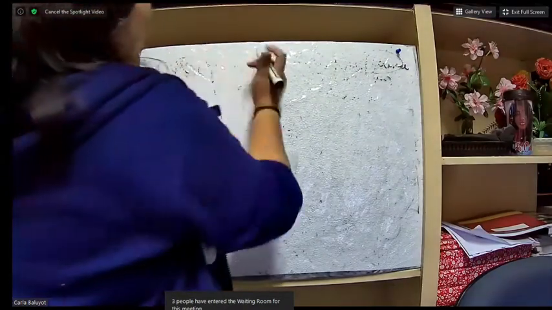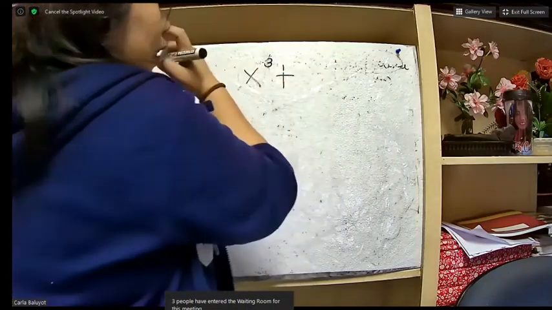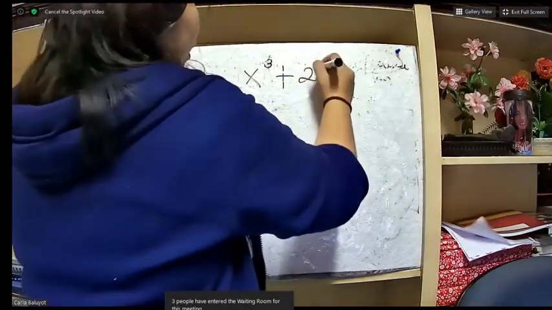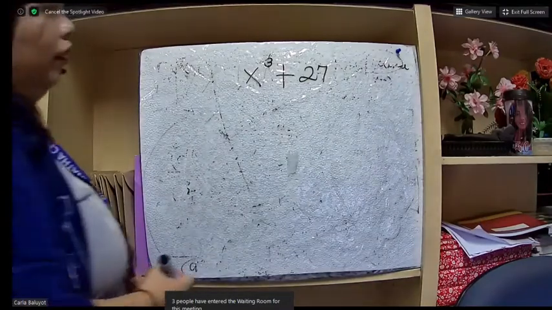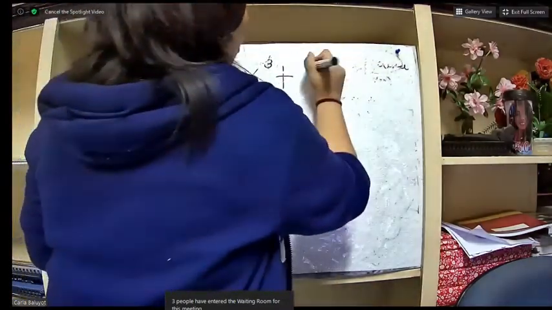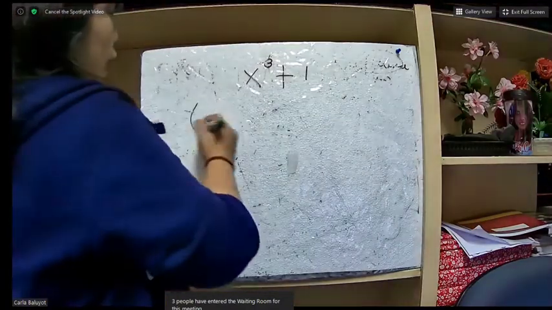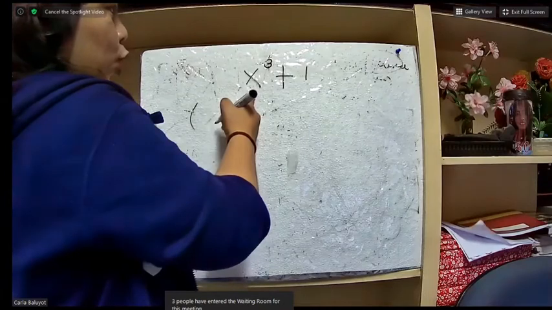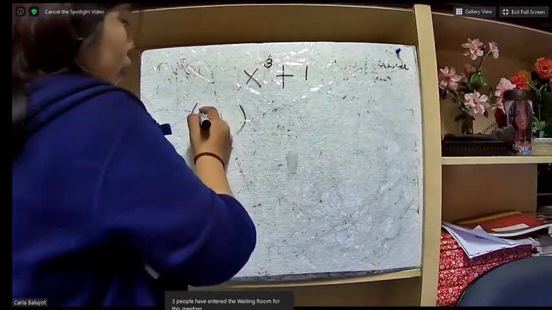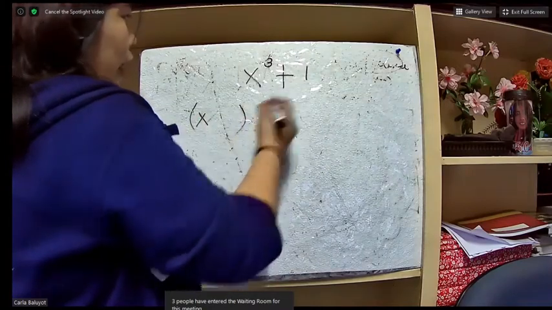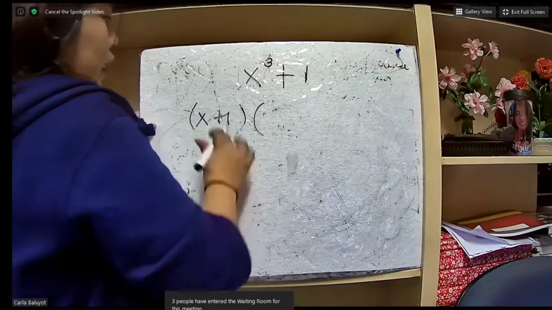Factoring x cubed plus 27. Okay? So, what's the answer? O, x cubed plus 1 muna tayo. What's the answer? Ano yung first natin? Anong gagawin natin? Cube root. Okay, ano ang cube root ng x cubed? X. How about sa 1? Positive 1. Plus 1. Next.